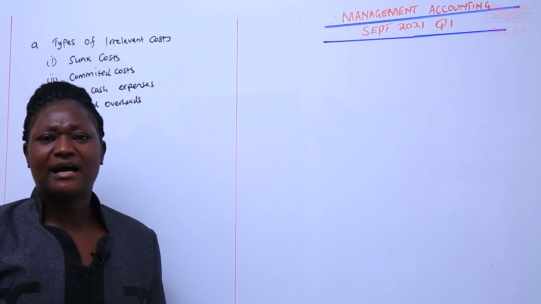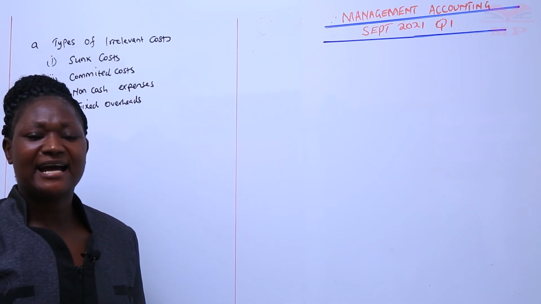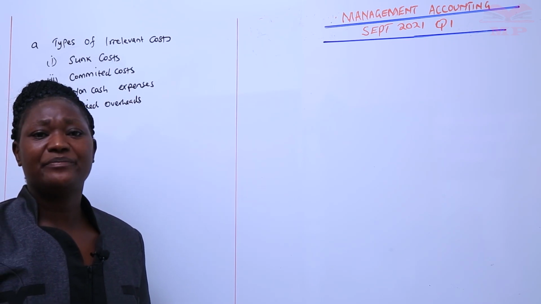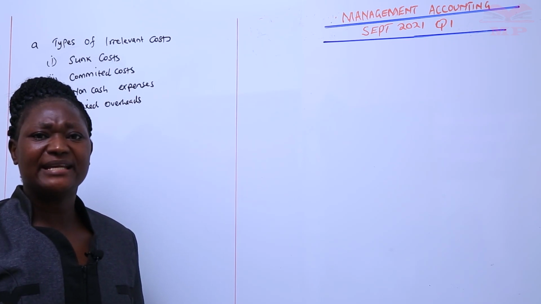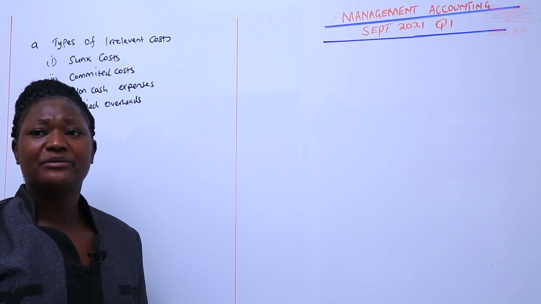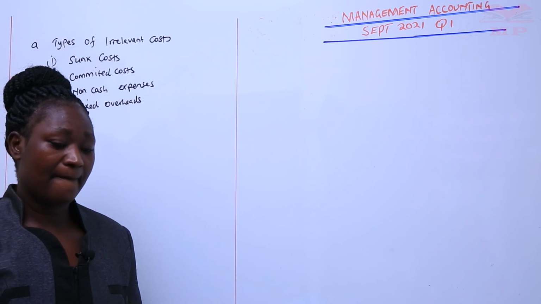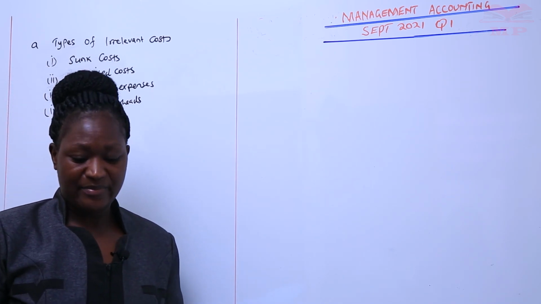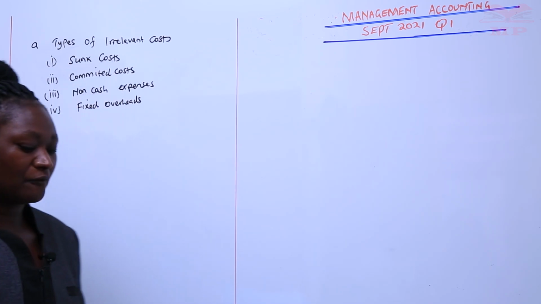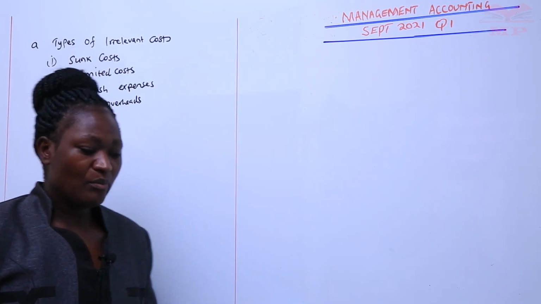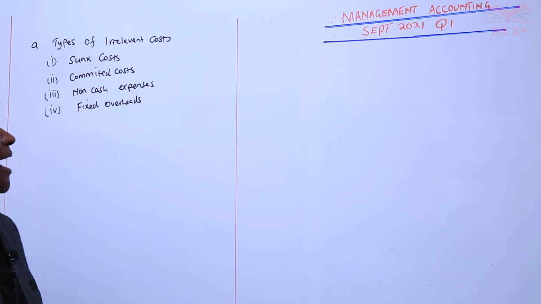Then fixed costs are those costs that tend to remain unchanged. Especially in the short run, they cannot be changed. Therefore, when we are making decisions, they will not be changed and they cannot be involved in decision making. So those are the main types of costs that are irrelevant in decision making. And then we move on to question 1, part B.